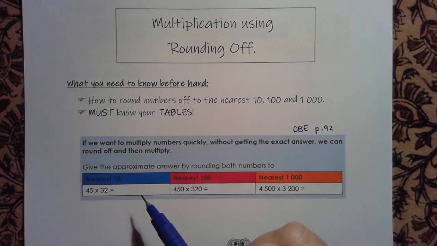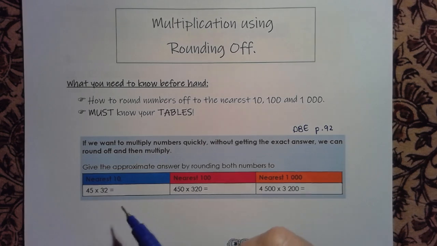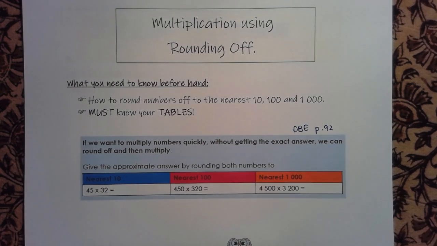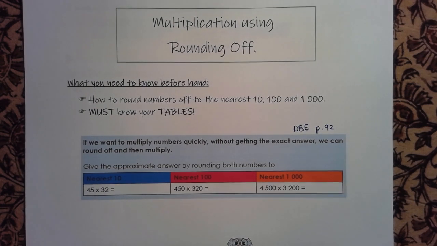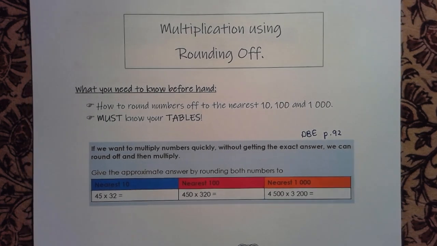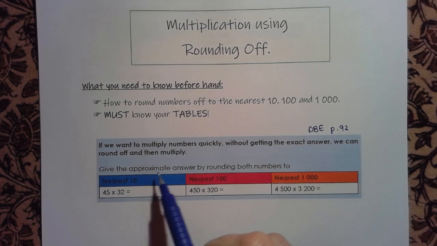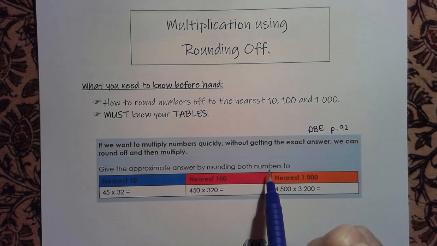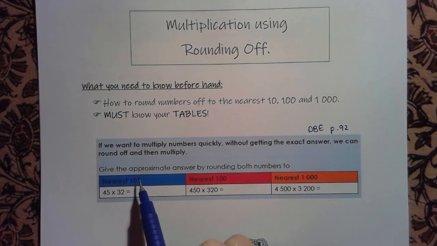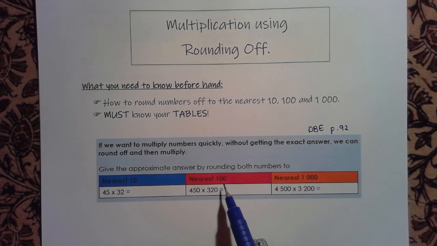Okay, so we are multiplying, but we are using rounding off to get an estimated or the closest answer to the real one. So we're not calculating the real answer. If we look at this one, it says here, give the approximate answer by rounding off both numbers. In the first column you need to round off to the nearest 10, the second column to the nearest 100, and the third column to the nearest 1,000.